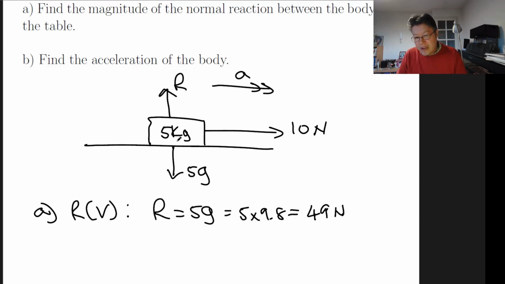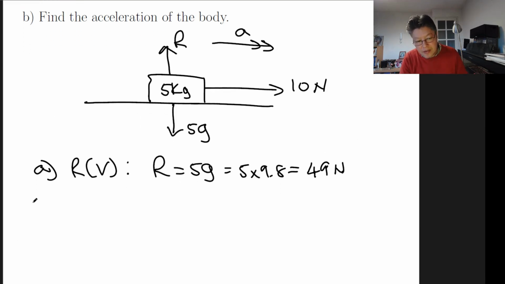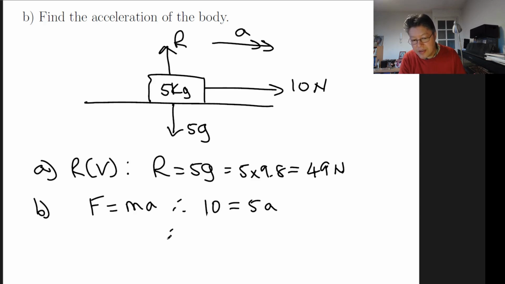So that's the normal reaction going up, and then we need to work out the acceleration, and here we're going to use F equals ma. So for part B, we know that F equals ma. We're given that F is 10 equals the mass of 5 kilograms times the acceleration, and then we can solve for A. So therefore acceleration is 2 meters per second squared.